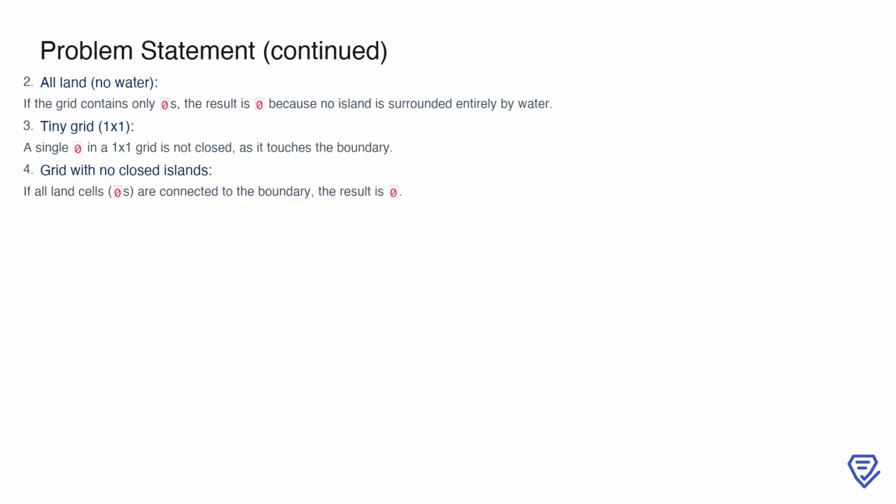When solving this problem, certain edge cases need to be considered. If the grid contains only water, meaning all cells are 1, the result will be 0 because there are no islands. Similarly, if the grid contains only land, with all cells as 0, the result is also 0 because a closed island requires water completely surrounding it. For very small grids, such as a 1x1 grid, a single 0 would not count as a closed island since it touches the grid boundary. Lastly, if all land cells in the grid are connected to the boundary, the result will also be 0 because none of the islands are enclosed by water. These scenarios illustrate the importance of carefully checking the boundaries and conditions for determining closed islands.